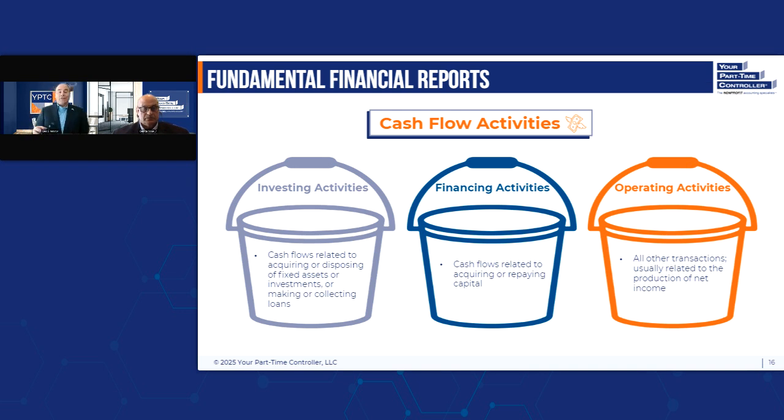We have our financing activities. This is when we are getting funding. Maybe we are getting a loan from the bank, or a donor has provided us with a long-term asset. And then finally, everything else, that's our operating activities, sort of the normal everyday transactions that we use to produce income and fulfill our mission.